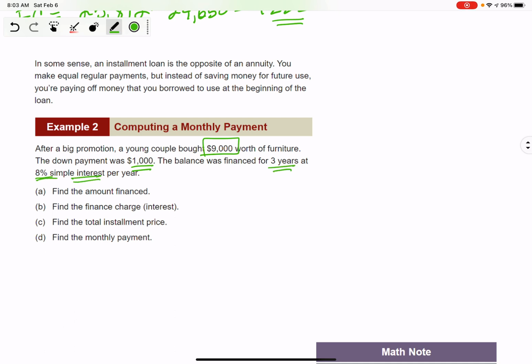Okay, so find the amount financed. Well, they came in for $9,000 furniture. They put down $1,000 down payment. So they had to finance $8,000.